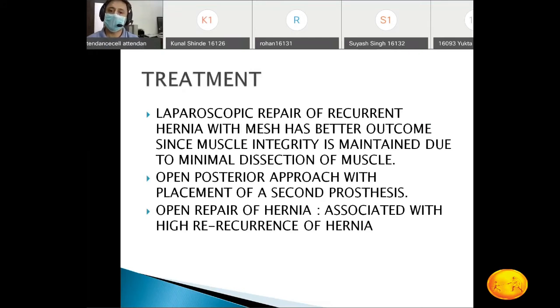Treatment is laparoscopic repair of recurrent hernia with mesh, which has better outcome since muscle integrity is maintained due to minimal dissection of the muscles. Open posterior approach with placement of the second prosthesis or open repair of the hernia is associated with high recurrence of the hernia.